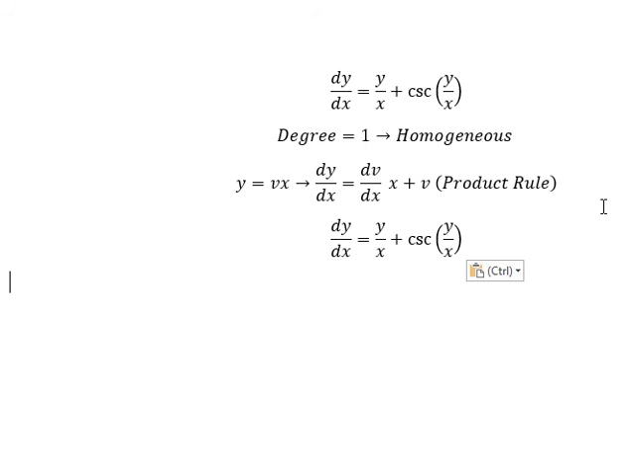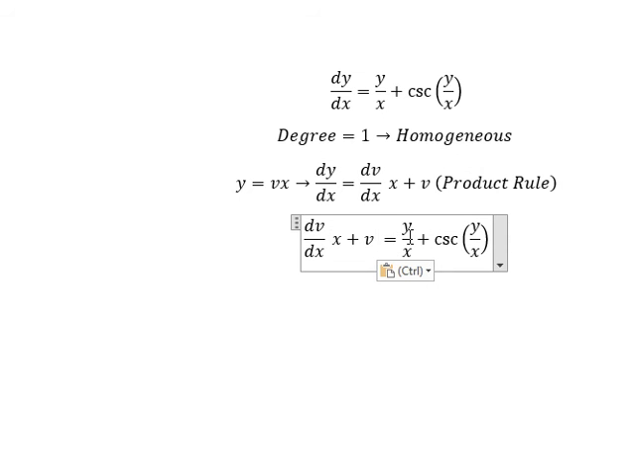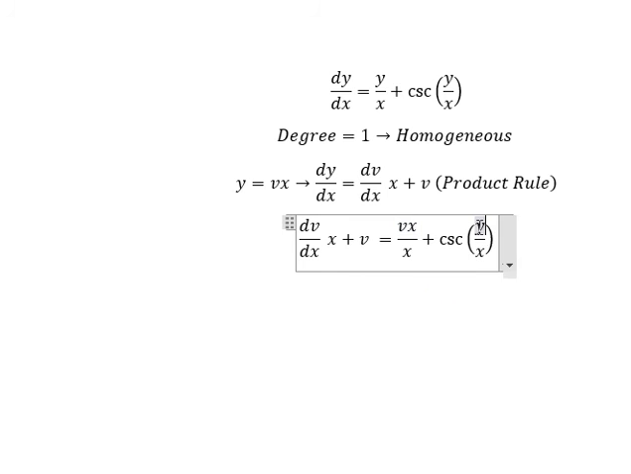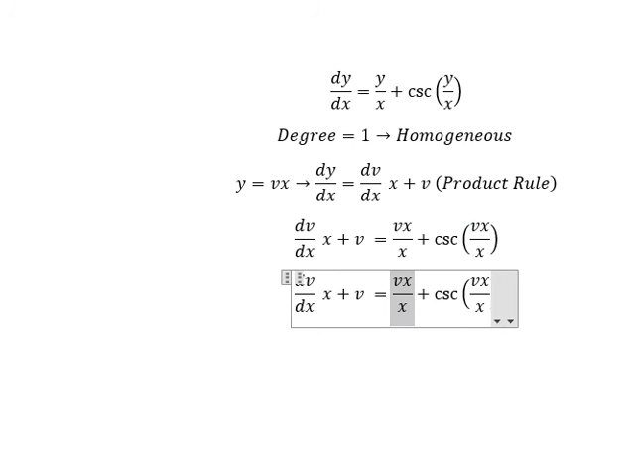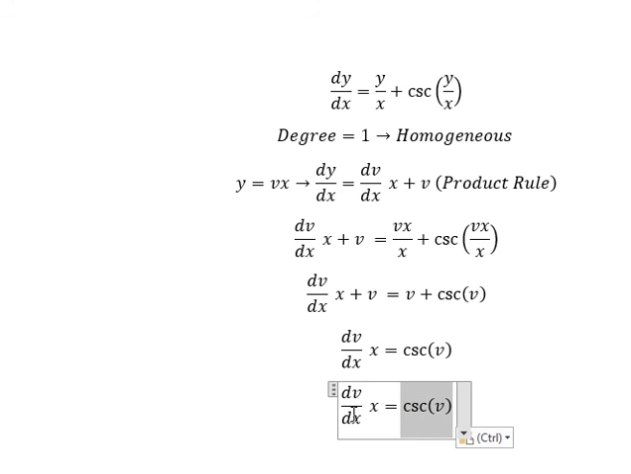So I will put this one here. Y we change to vx. This one we have v. This one we have v. V and v we simplify. Cosecant of v I will put on the left, dx and x we put on the right.